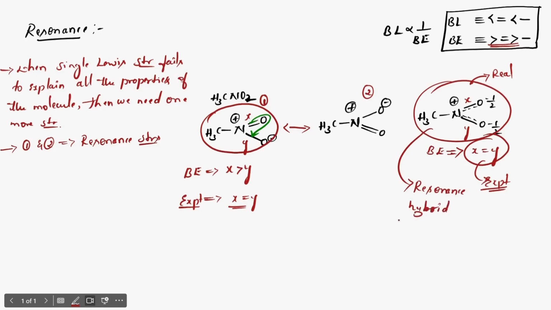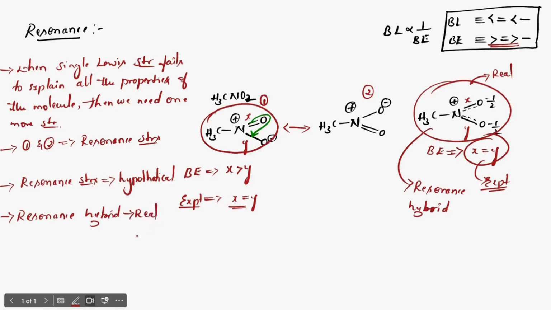So we can say that resonance structures are hypothetical, that means they are imaginary. But the resonance hybrid is a real structure.